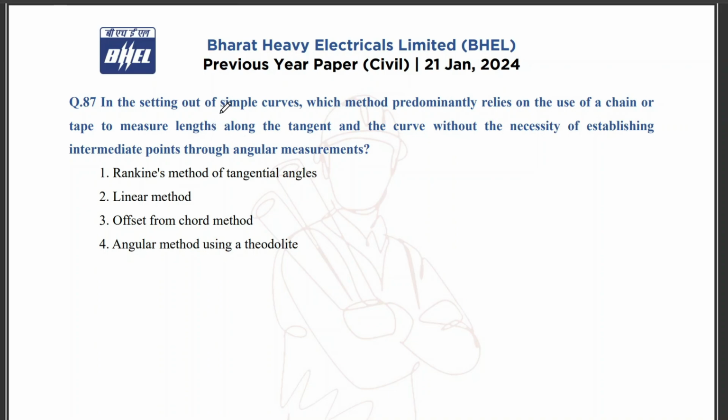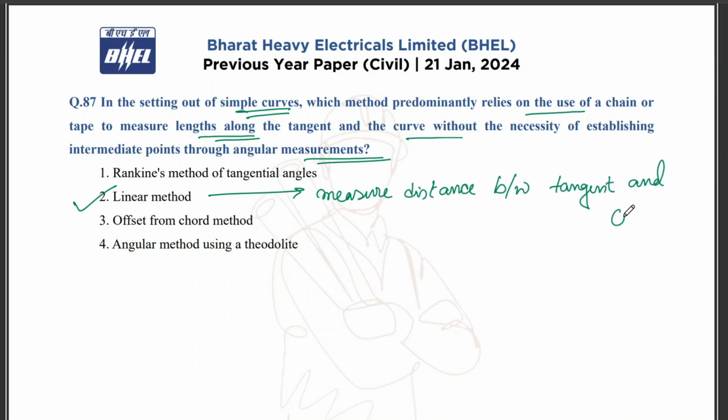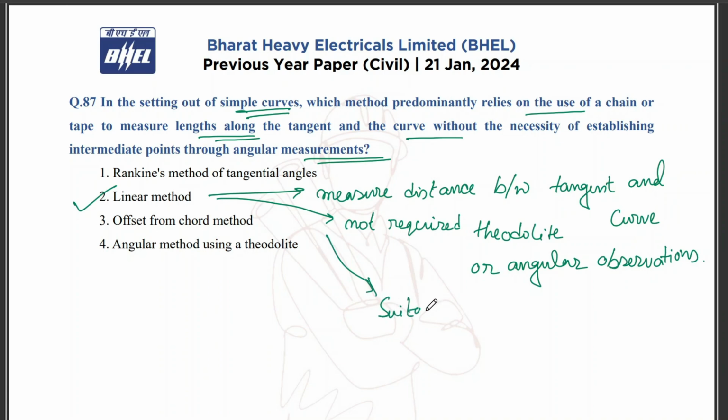Next, question 87. In the setting out of simple curves, which method predominantly relies on the use of a chain or tape to measure length along the tangent and curve, without the necessity of establishing intermediate points through angular measurement? So the linear method of setting out relies on the use of a chain or tape to measure the length. It is used to measure distance along the tangent and curve. It does not require a theodolite or angular observation, and it is also suitable for short radius curves and cases.